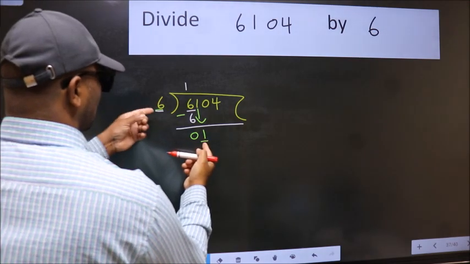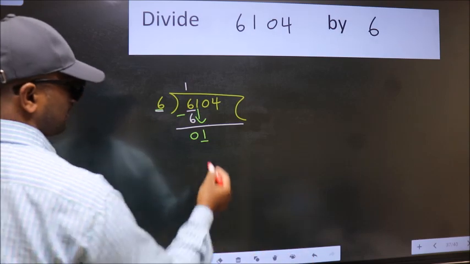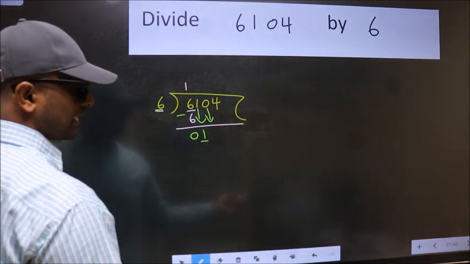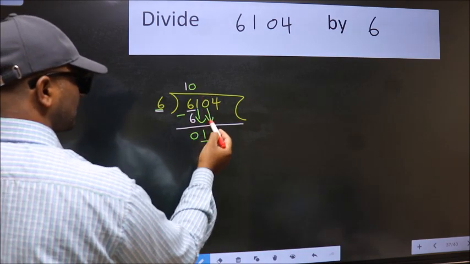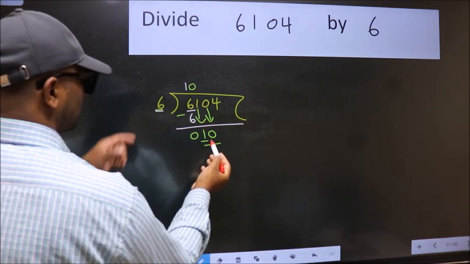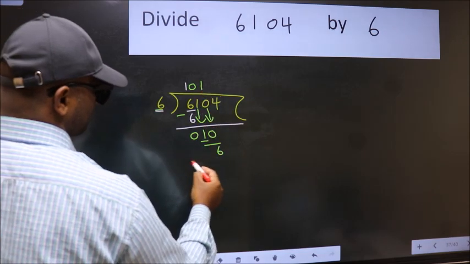1 is smaller than 6. So we should bring down the second number. And the rule to bring down the second number is put 0 here, then only we can bring this number down. So 10. A number close to 10 in 6 table is 6 ones 6.